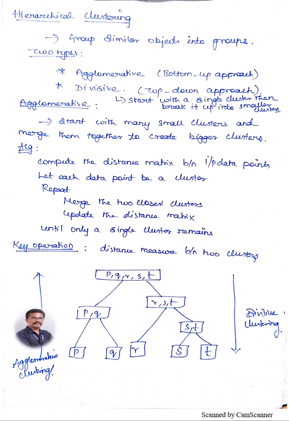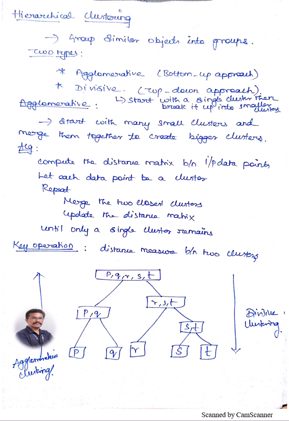Here in hierarchical clustering, similarly, it groups similar objects into groups. There are two types of hierarchical clustering available: one is agglomerative and the other is divisive. Agglomerative is a bottom-up approach; divisive is a top-down approach. Here we concentrate only on agglomerative. Since it is a bottom-up approach, we start with many small clusters and merge them together to create bigger clusters.